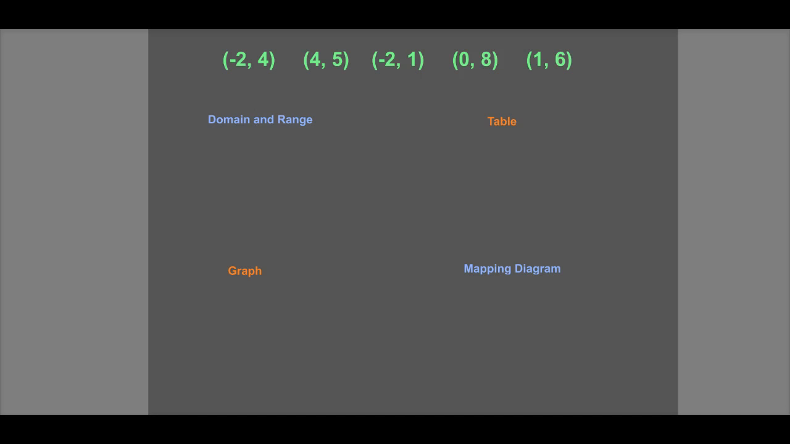Now we're going to talk about 4 different ways to identify or what you might do with the data. The first is look at domain and range. The second is to look at a table, then to make a graph, and then to make a mapping diagram. Well, domain and range is pretty obvious. We've sort of done that already, so I'll just do domain.